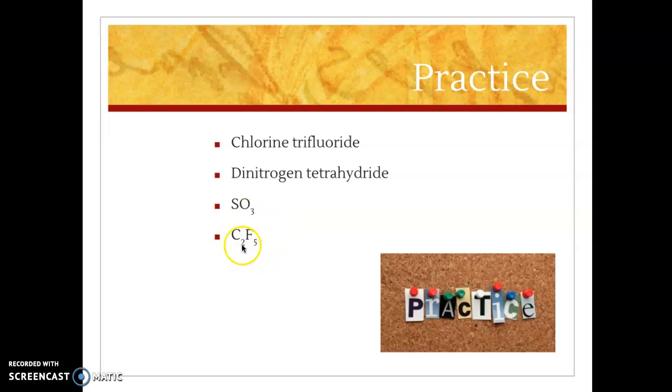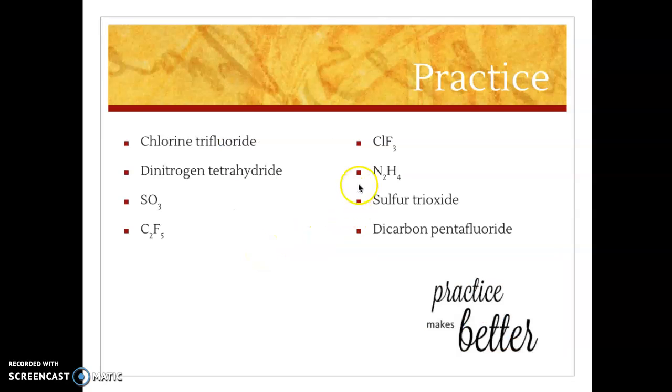The next one. There's 2 carbons in this formula. So the prefix for 2 is di, so it's going to be dicarbon. And then 5, we use penta for that, so it's going to be pentafluoride. So here's those answers right there. So ClF3 for chlorine trifluoride, N2H4 for dinitrogen tetrahydride, and sulfur trioxide for SO3, and dicarbon pentafluoride for C2F5.